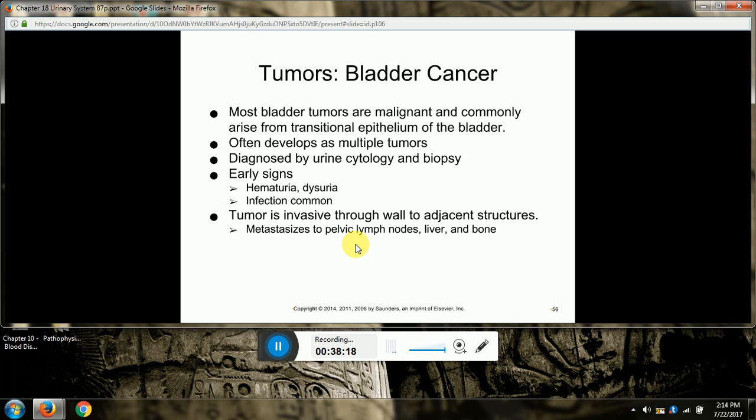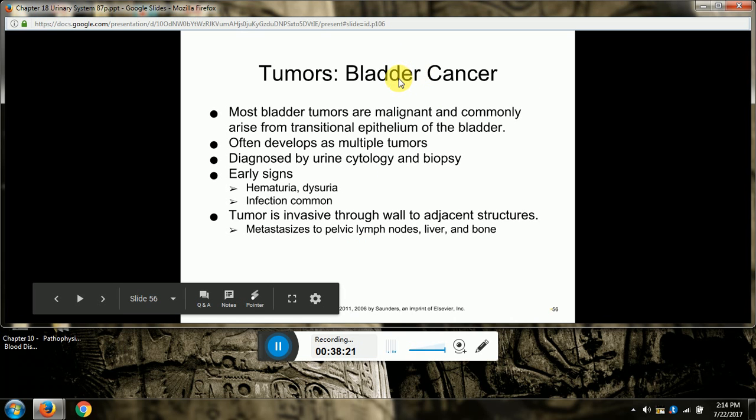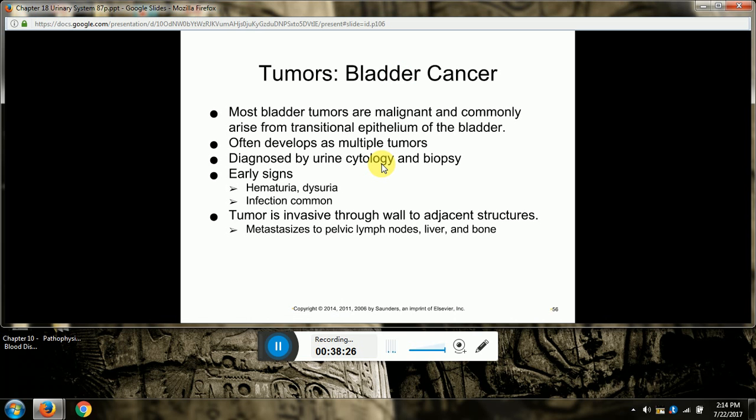The second tumor to talk about is cancer of the urinary bladder. And remember, the urinary bladder is lined with transitional epithelium, so this bladder cancer would usually be cancer of the transitional epithelium of the bladder. It often develops as multiple tumors. In order to diagnose it, again, there's usually hematuria, which is painless, and dysuria. Sometimes there's a little bit of pain or burning during urination. Infections are common because of the tumor.